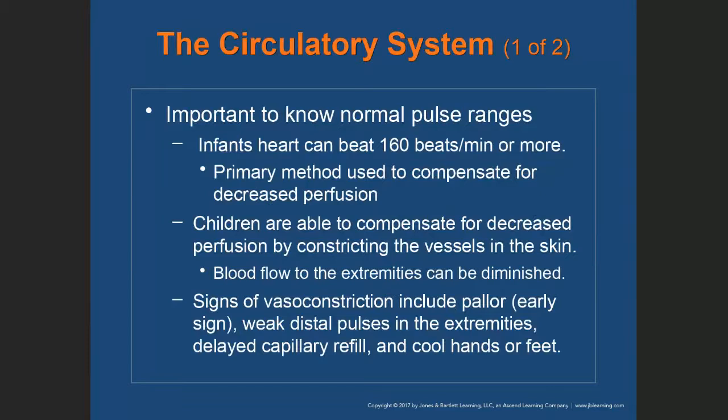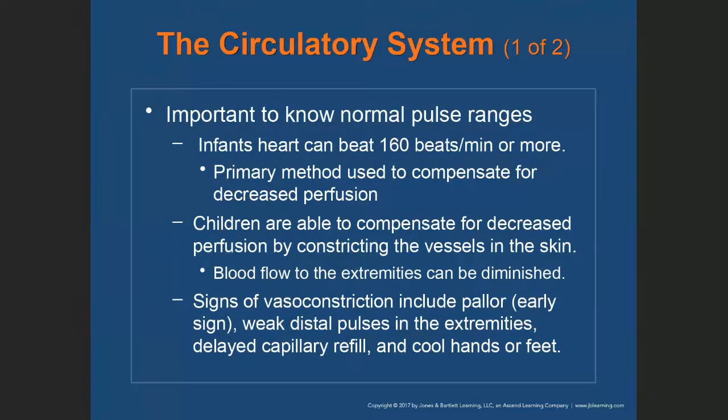Now let's look at the circulatory system. Important to know normal pulse ranges. So the infant heart rate can be 160 beats per minute or more. Should not be less than 100. And if it's below 60, they need compression.